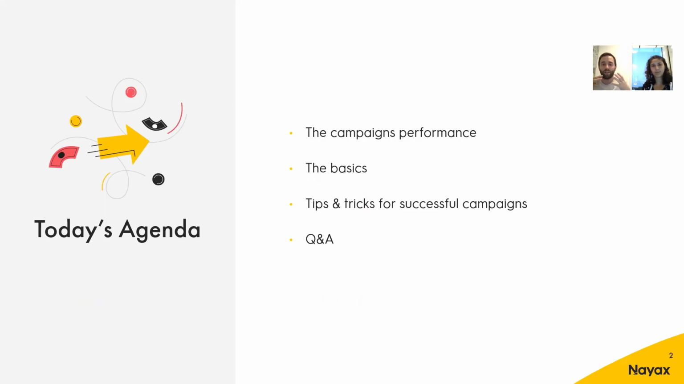We're going to go over how the campaigns are performing so far. I know that they've been running for a few weeks, and we're going to have a few more weeks for the campaigns as well. We're going to go over the basics and cover basically everything that you need to know, kind of align all of the information that's relevant for campaign creation. And then we're going to take it a step forward, and we're going to show you some tips and tricks for successful campaigns as well.